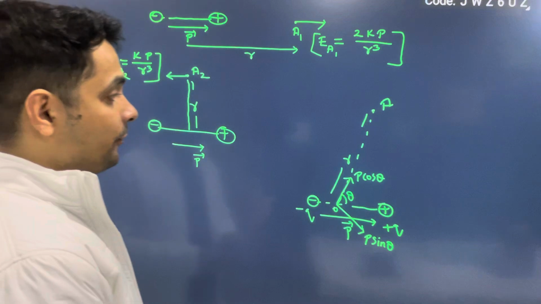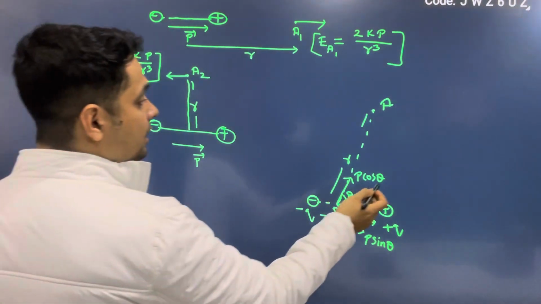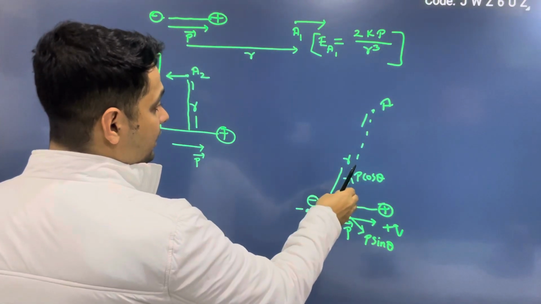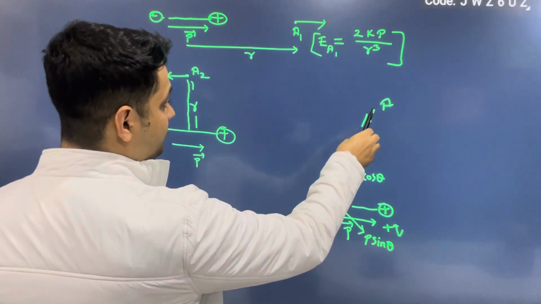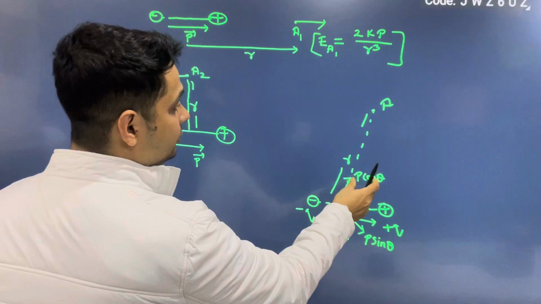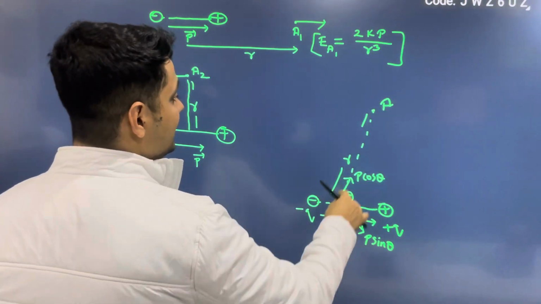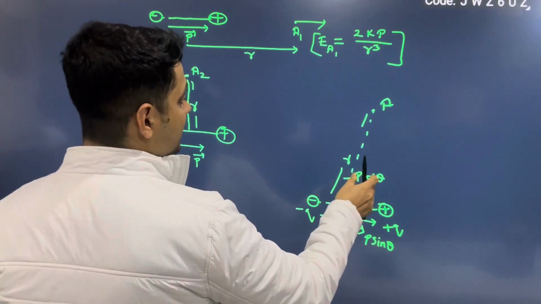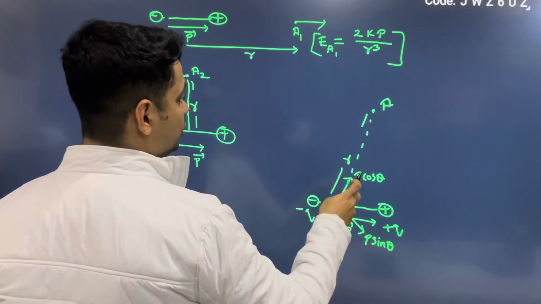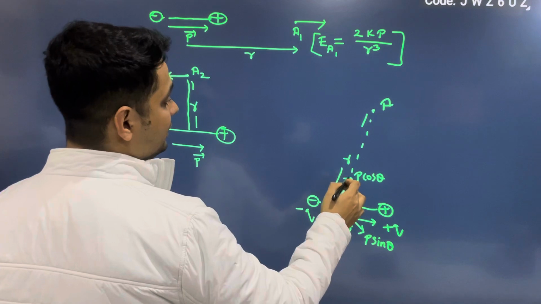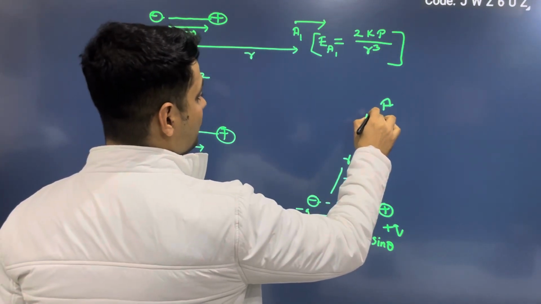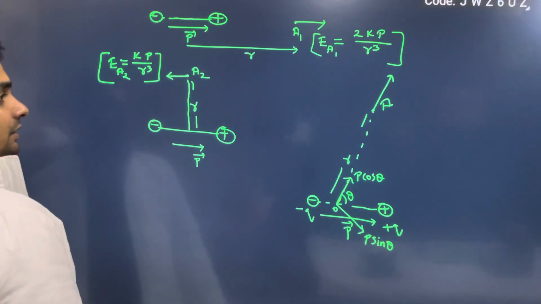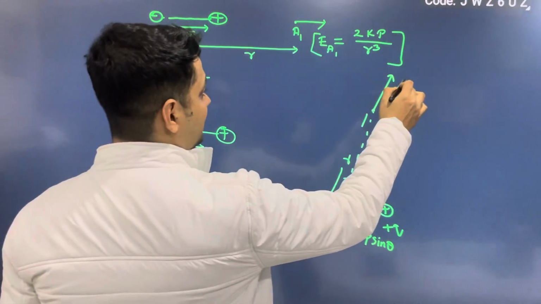So first I will find the electric field due to P cos theta. At point A, the electric field due to this P cos theta, which is in the line of OA, means it is on the axial line. In the axial line the electric field strength is in the direction of the dipole moment, so its direction will be in this way. Okay, so this can be written as E axial.